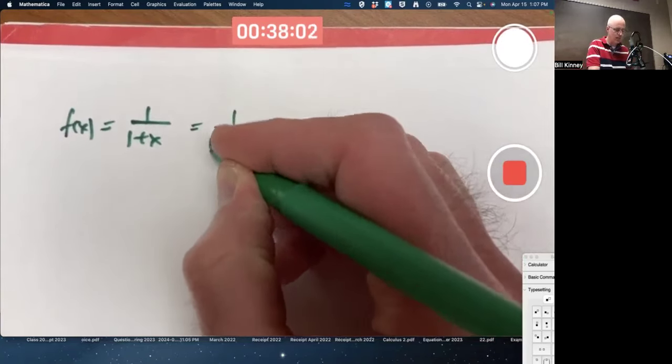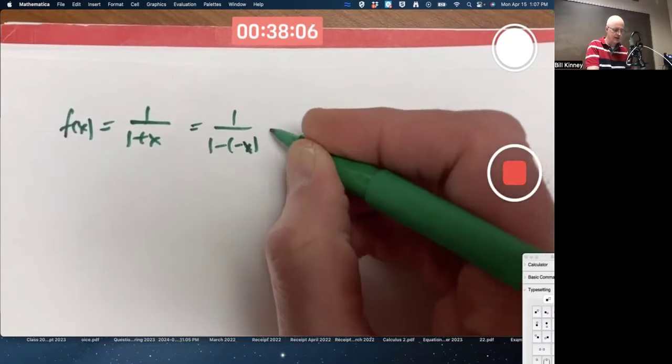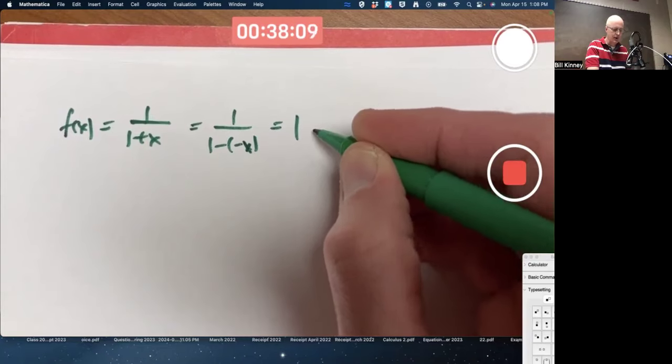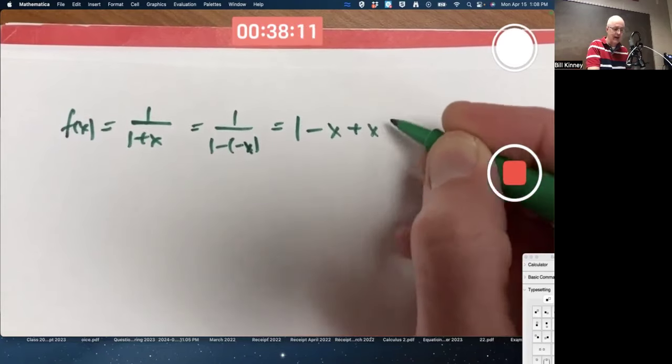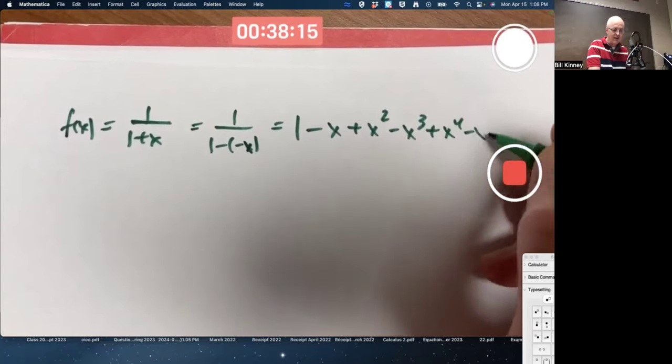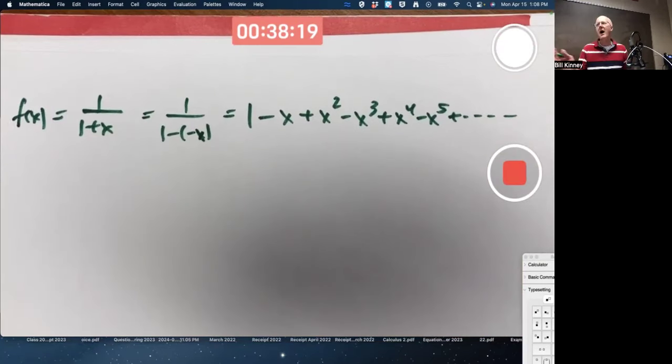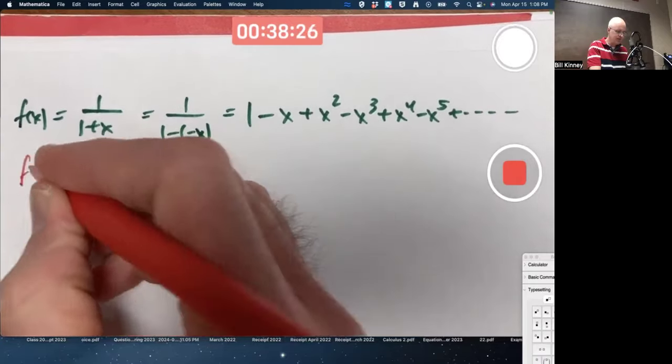Think of it as 1 over 1 minus negative x, and think of that then as the sum of a geometric series with a equal to 1 and common ratio equal to negative x. And there you have it. There is the answer without much work. But let's confirm that it really does work with the formula as well, involving derivatives.